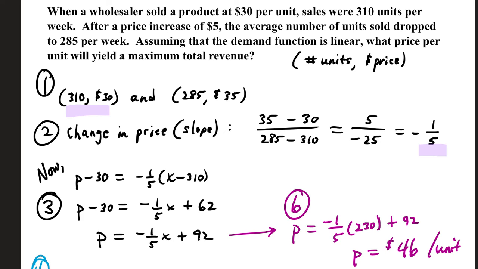Now, a new example, and on the next video we'll have some more examples of this type. When a wholesaler sold a product at $30 per unit, sales were 310 units per week. After a price increase of $5, the average number of units sold dropped to 285 per week. Assuming that the demand function is linear, what price per unit will yield a maximum total of revenue?